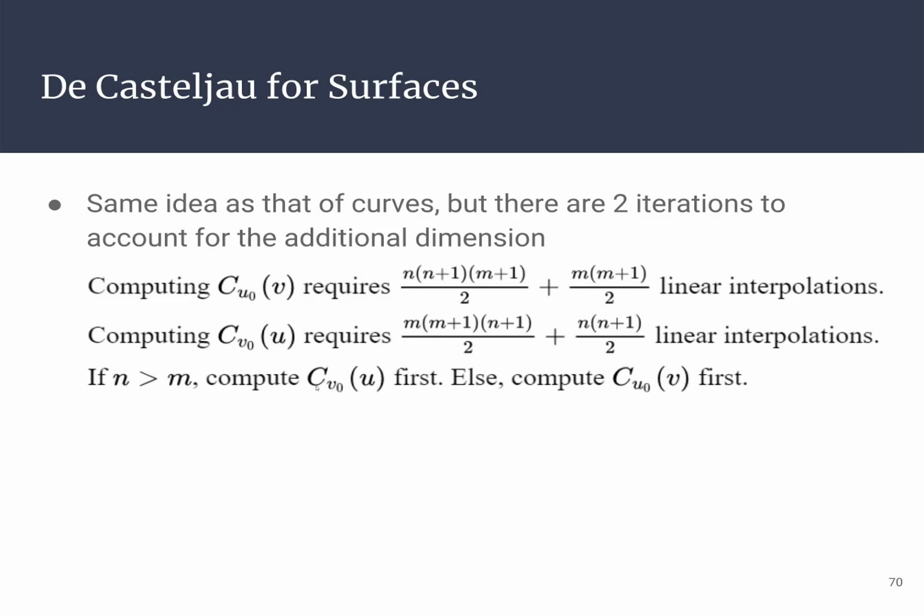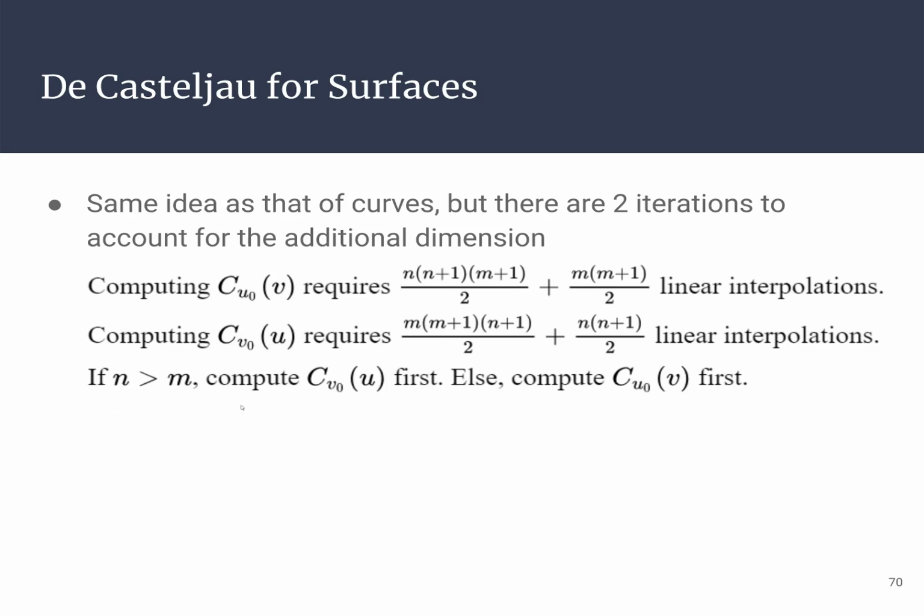Now we can apply the de Casteljau algorithm for surfaces. It is very similar to curves, but there are two iterations to account for the additional dimension. Here we can see the functional complexity, or the total number of linear interpolations needed for computing c sub u naught of v and c sub v naught of u. They are very similar with the variables n and m swapped.